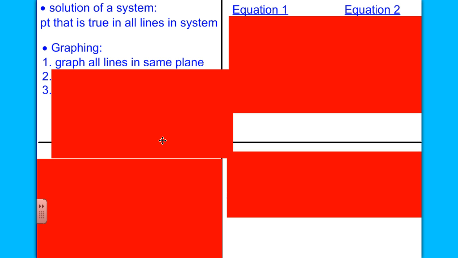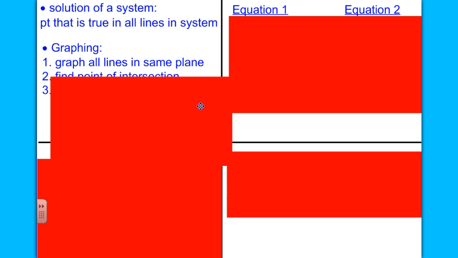Once you have both lines on the graph, how do you solve the system? What are you looking for, Faith? Once we have graphed both lines, they're on there. What are you looking for? The intersection point. Good. Identify that point that they both cross.